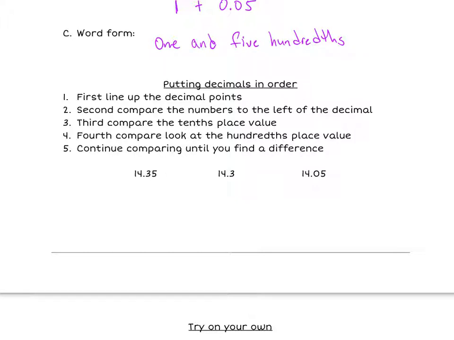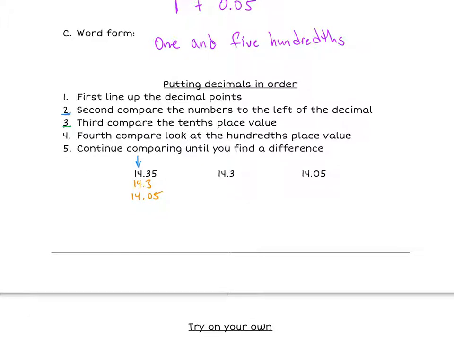So let's first line these up. My first number is 14 and 35 hundredths. Then I have 14.3, and I have 14.05. So we have three numbers there. So first step, line them up. Second step, compare the numbers to the left of the decimal. So that's everything over here. If you notice, those are all the number 14. Which means they're all the same. So that was my comparing to the left of the decimal.